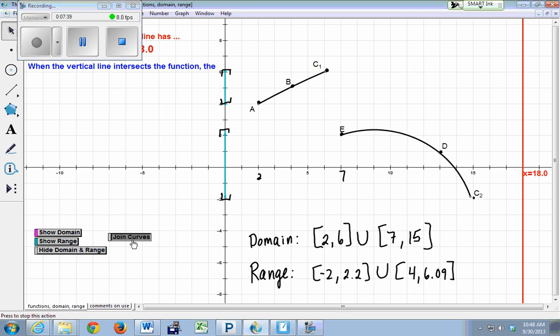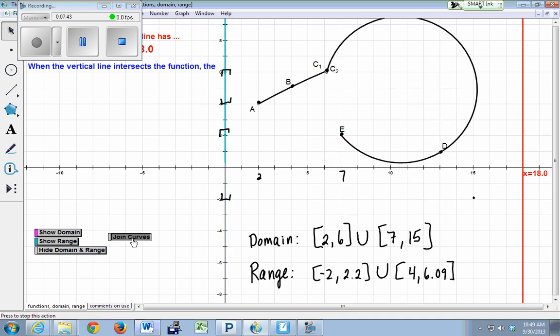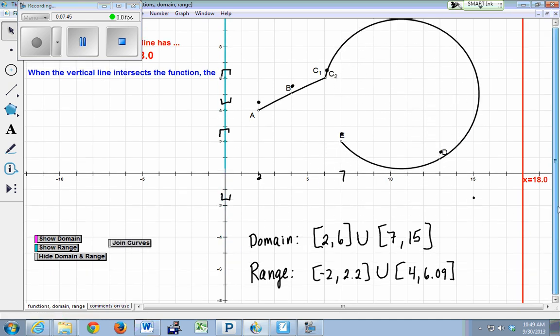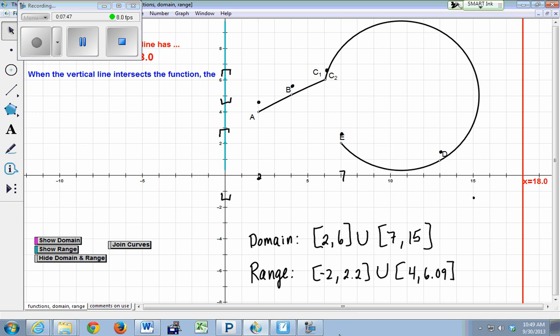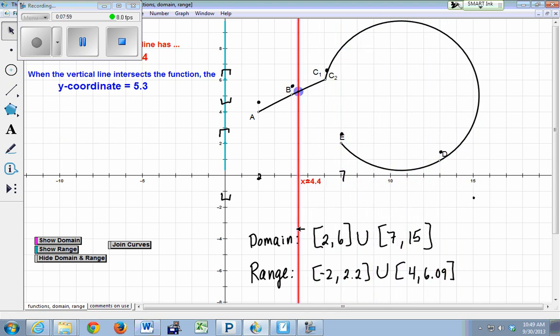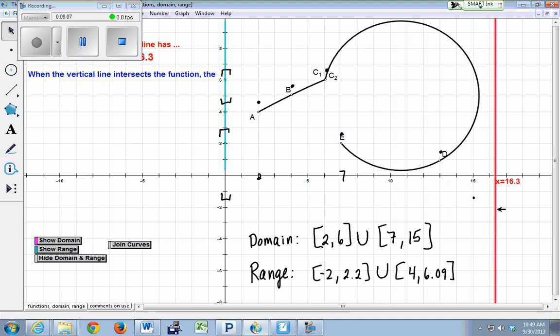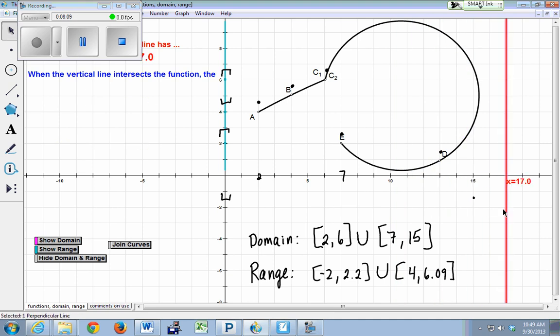Okay? Now, if we join these two curves, my question is, do we have a function? No, because if I take my vertical line and I move this vertical line, you can see that vertical line hits that function in more than one spot for different values of x. So if x is 10, you see I'm hitting my curve at 2 different spots. So once I join those two pieces, this is no longer a function, it's just a relation.